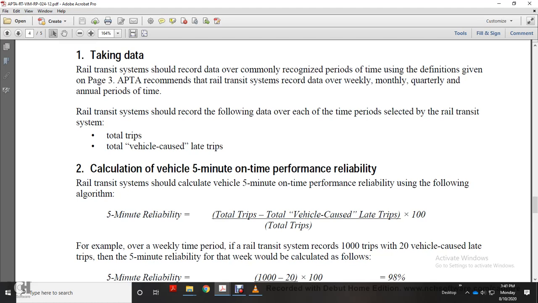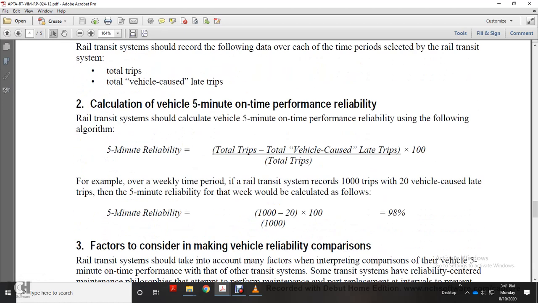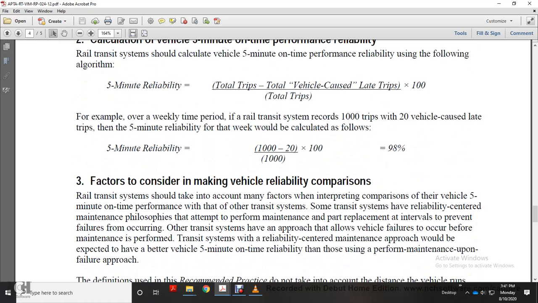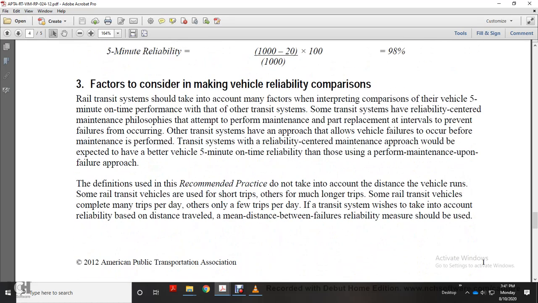For example, over a weekly time period, a rail transit system records 1,000 trips and 20 vehicle-caused late trips. The 5-minute reliability for the week is calculated as follows: 1,000 trips minus 20 vehicle-caused late trips, times 100, over 1,000, gives you 98%.